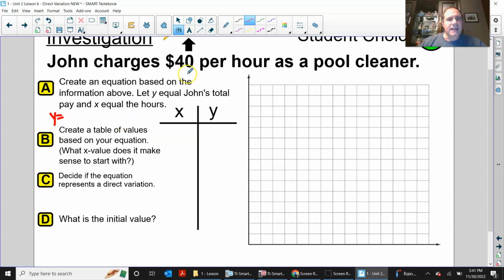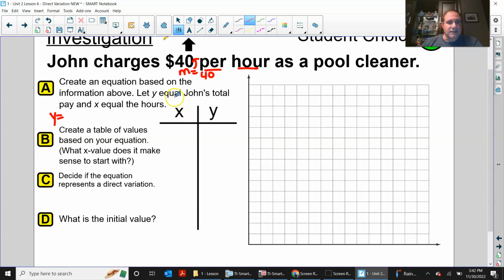So we have to have the m. Anytime that you have the words per hour, that usually means this is the m, this is the rate that John is charging. So 40 is the m. And then there's the b, the y-intercept, the initial value. When John works 0 hours, he's getting 0 pay. When he works 1 hour, he gets $40. When he works 2 hours, he gets $80.